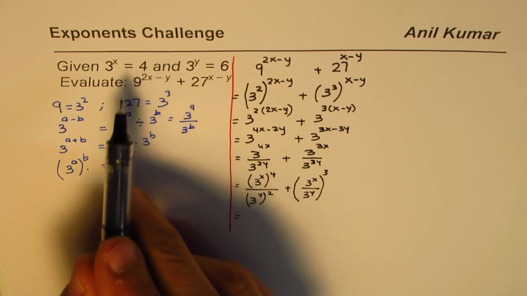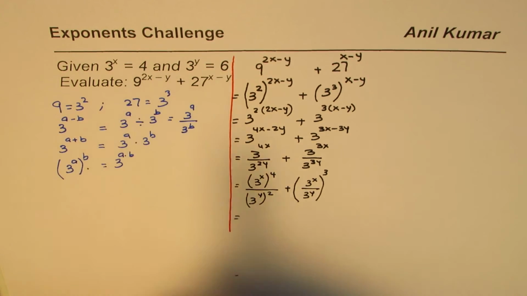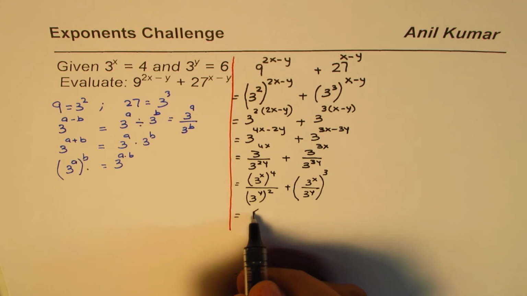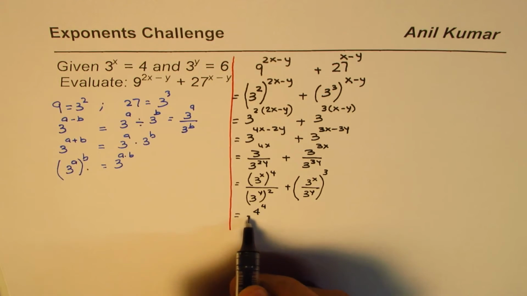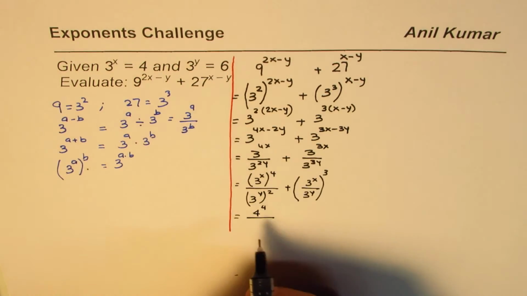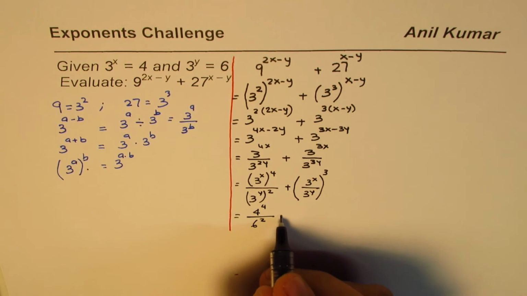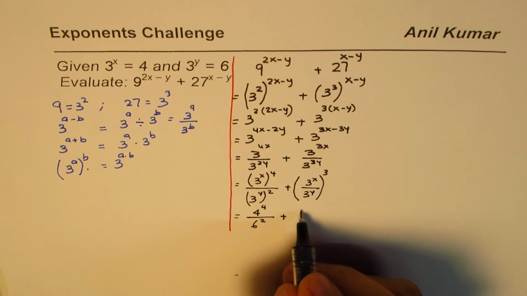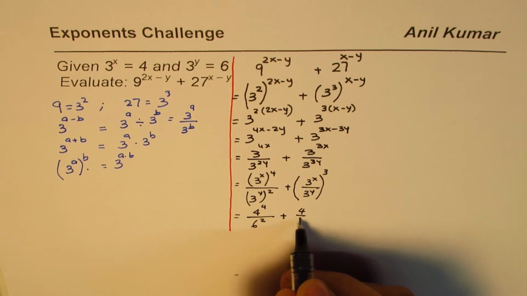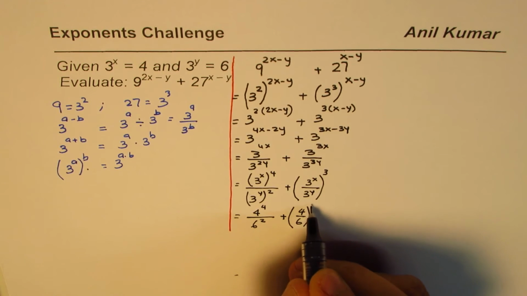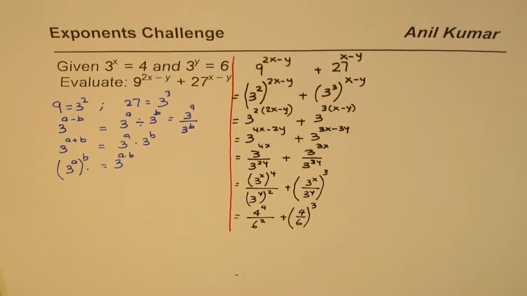We can substitute the values which we are given. 3 to the power of x is 4. So I'm replacing this with 4. So we get 4 to the power of 4 divided by 6, which is 3 to the power of y, 6 squared, plus 4 cubed, or 4 over 6 whole cubed. Is it okay? So like this, you can actually substitute. Now after substituting, we need to evaluate. You can use a calculator at this stage to evaluate, or you could simplify this, correct?